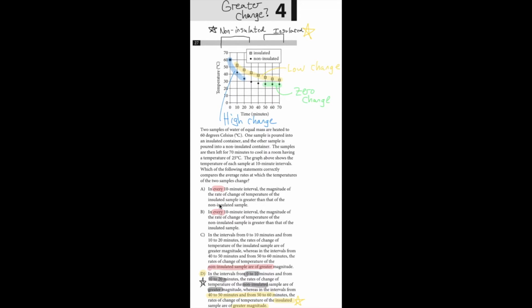A and B you've got to eliminate because it says at every 10-minute interval. Well, no, it changes between beginning and end. And if you don't recognize that, you might choose A or B. And C is just the reverse logic for what you need. Like if this whole thing were switched, then C would be right. But D is the correct answer.